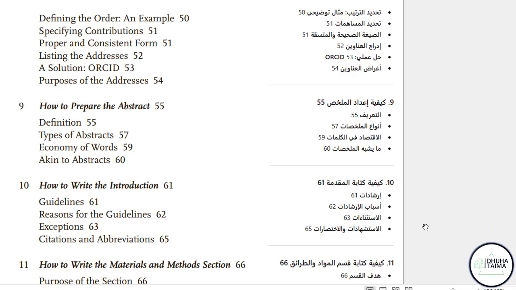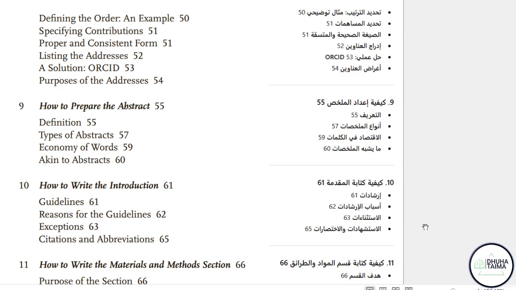10. How to write the introduction. Guidelines. Reasons for the guidelines. Exceptions. Citations and abbreviations.